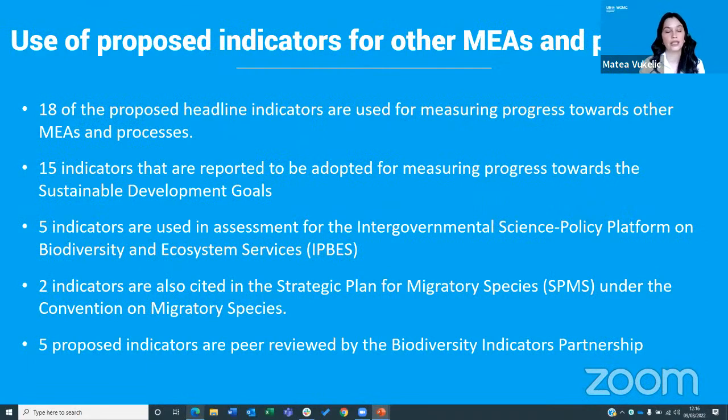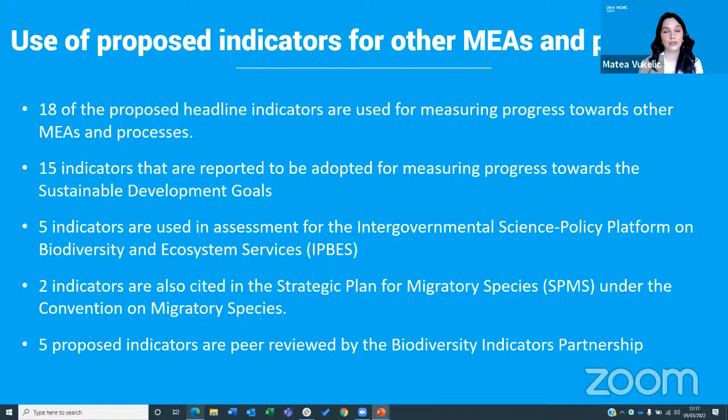The next thing we looked at, relating to that selection criteria, is whether or not those proposed indicators are adopted for use for other MEAs and processes. And what we found is 18 of the proposed headline indicators are used for measuring progress towards other MEAs and processes. 15 indicators are reported to be adapted for measuring progress towards sustainable development goals. 5 indicators are used in assessment for IPBES. 2 indicators are also cited in the strategic plan for migratory species under the CMS. And 5 proposed indicators are peer reviewed by the Biodiversity Indicator Partnership.